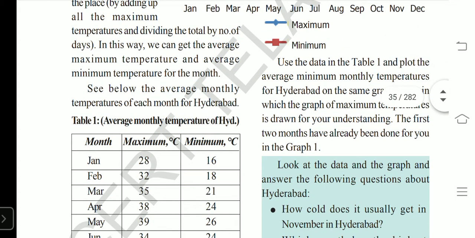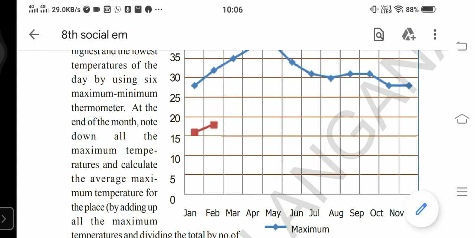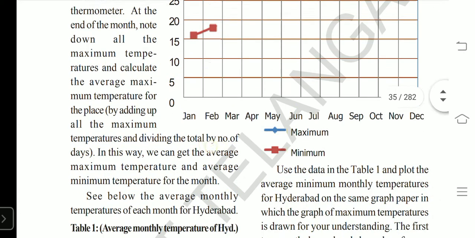So with this graph, what do we come to know? Throughout the year, the average monthly temperatures for Hyderabad are not uniform; they are different. Dear students, it is not only for Hyderabad. We find throughout the world, all the places do not have the same temperature, right? So something is there which brings a change in the temperature of a place, right? So what is that? Now we'll go to that, okay?